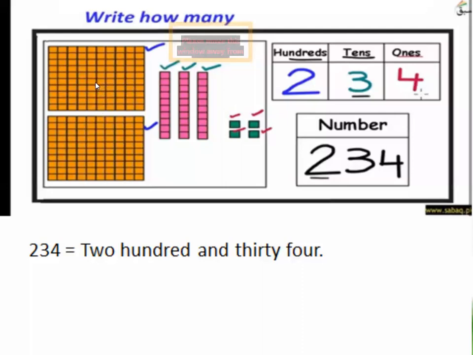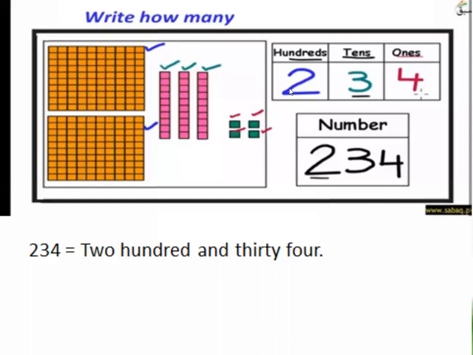Then count how many hundreds blocks there are. This square shows a 100 block. There are 2 squares. So we write 2 in the 100 column, because each square shows 100 blocks. So there are 200 blocks. So we write 2 in the 100 column.